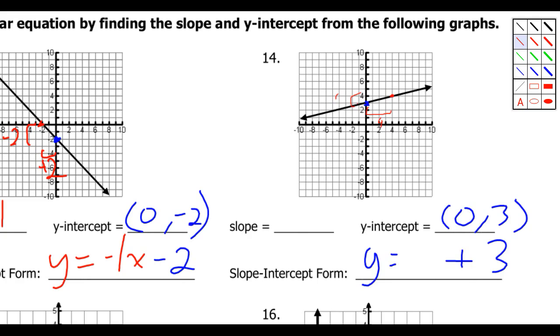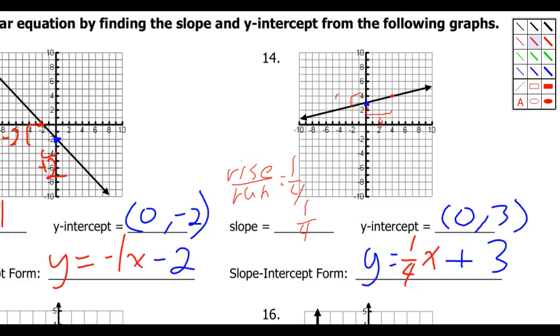So rise over run is 1 over 4. It's positive, so it's just 1/4. So I'll have 1/4 x, 1/4 x plus 3.